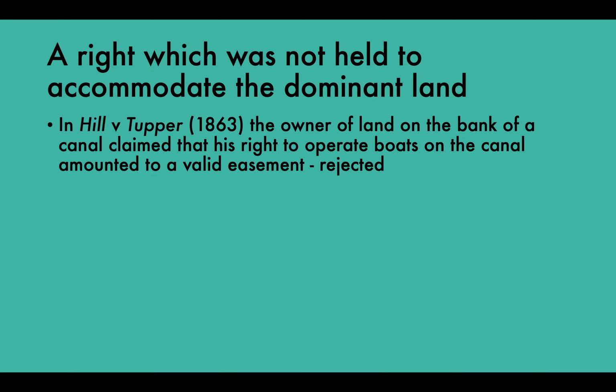And what about situations where a right was not held to accommodate the dominant land? In Hill and Tupper in 1863, the owner of the land on the bank of a canal, which was the dominant tenement, claimed that his right to operate boats on the canal, the servient tenement, amounted to a valid easement. The claim was rejected on the basis that the claimant's contractual right to operate boats on the canal did not accommodate the dominant tenement, but instead delivered a merely personal benefit to the claimant.